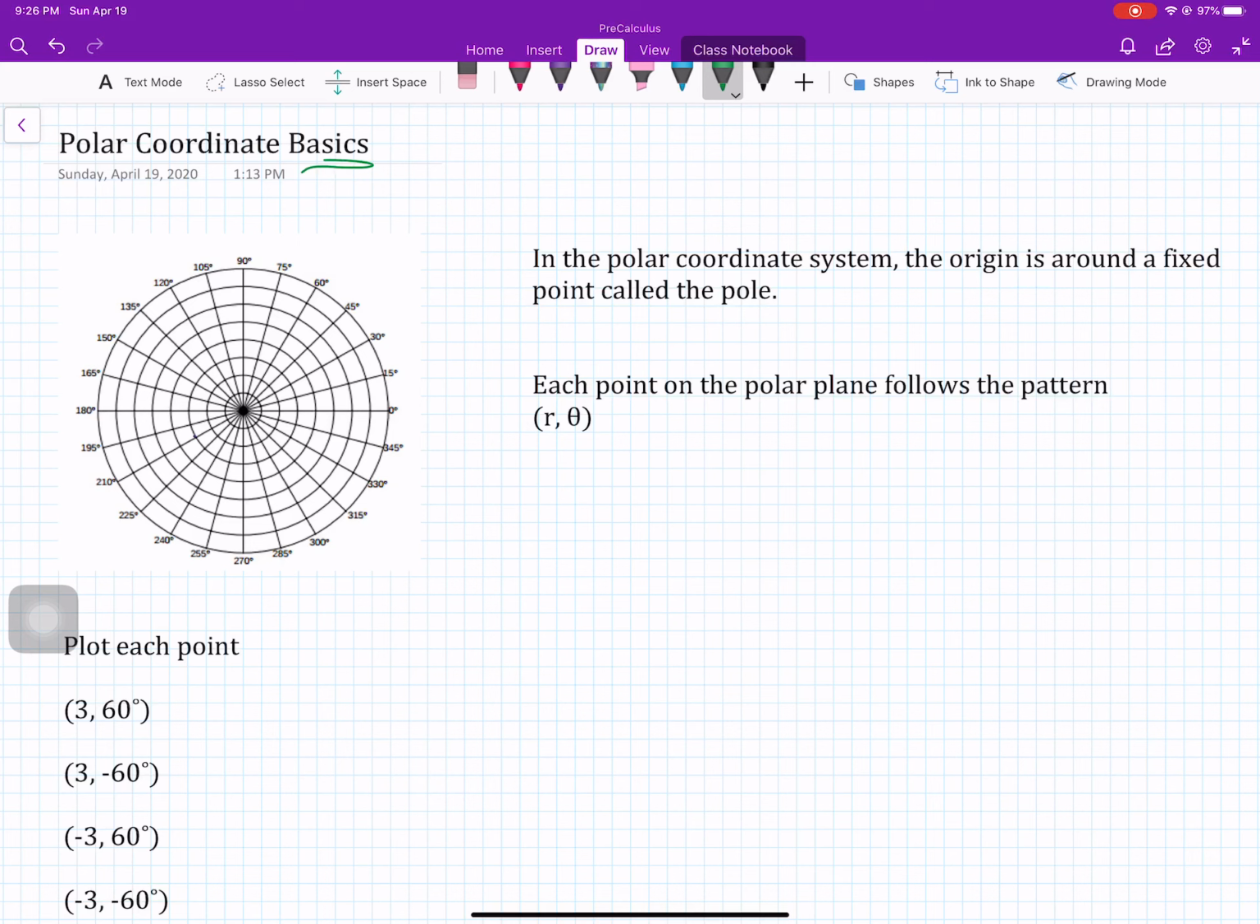Hello, welcome to our first video about polar coordinates. Today we're going to talk about polar coordinate basics, which basically consists of plotting points and plotting basic graphs.